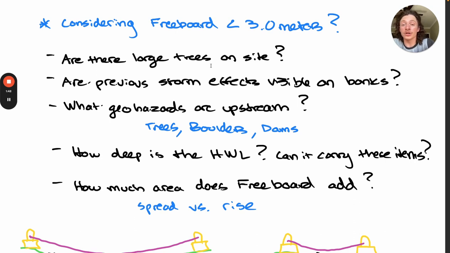First, are large or full-grown trees in the site media and visible on site? Are the effects from a previous storm event visible on the banks? What geohazards are upstream? Are there dams? Are there boulders? Are there trees that could come downstream or overflow? And how deep is the high water line? Is it even possible that it can carry large debris that could slam into the bridge deck during a storm event?